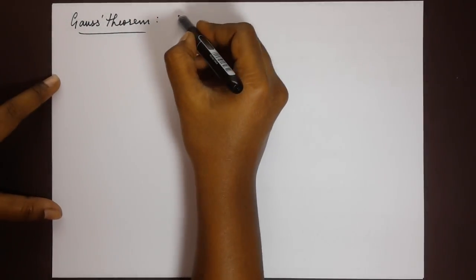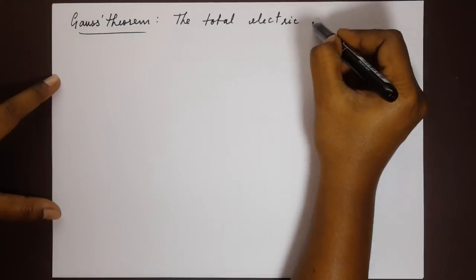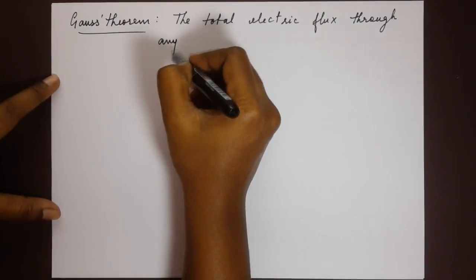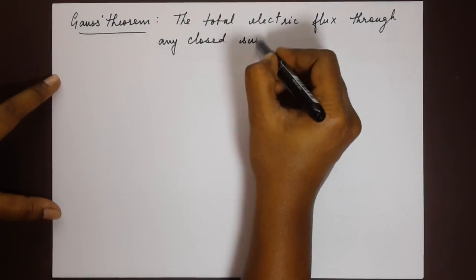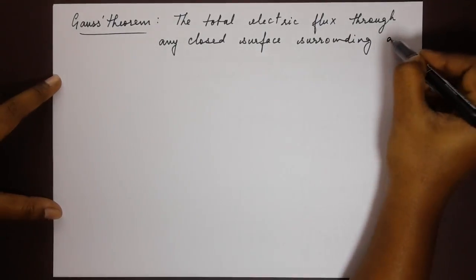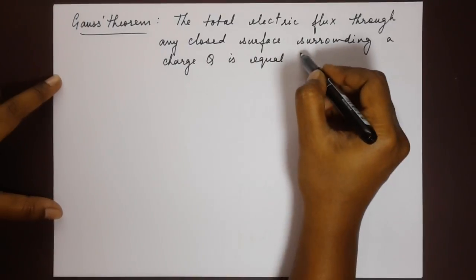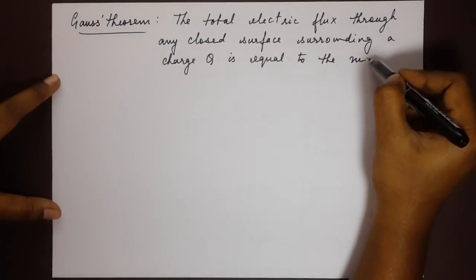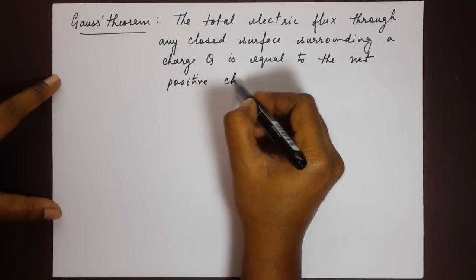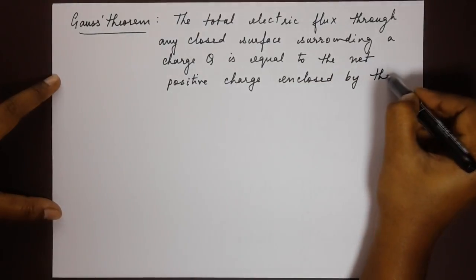Okay, now Gauss's theorem, the statement says that the total flux, the total electric flux through any closed surface surrounding a charge Q is equal to the net positive charge enclosed by that particular surface.